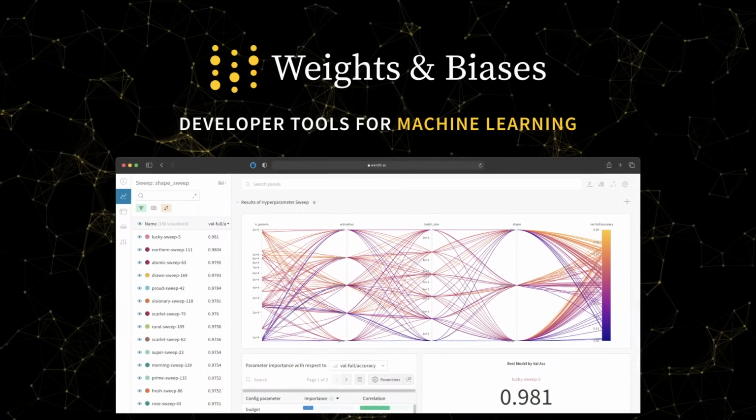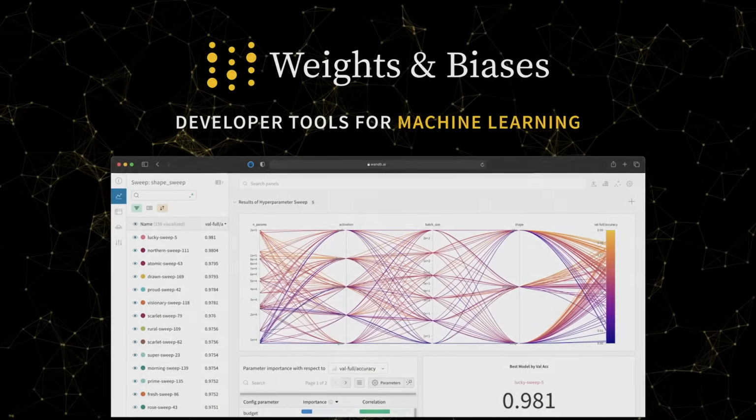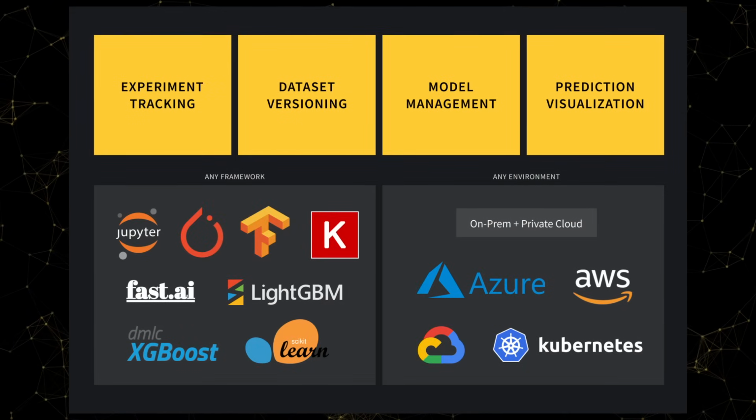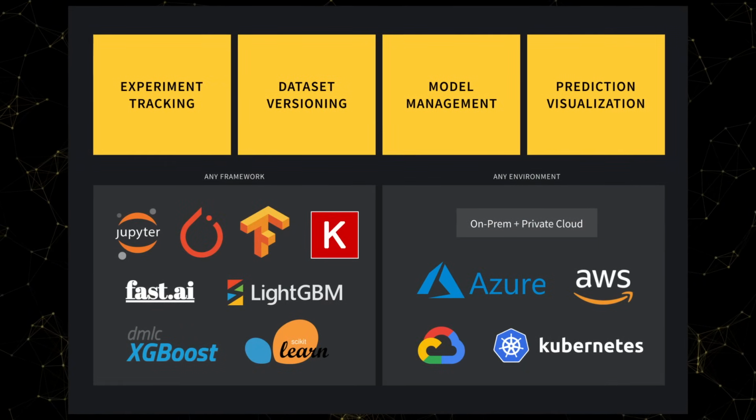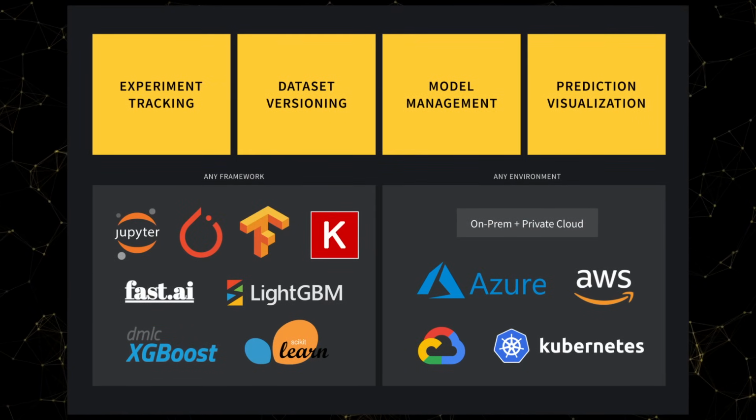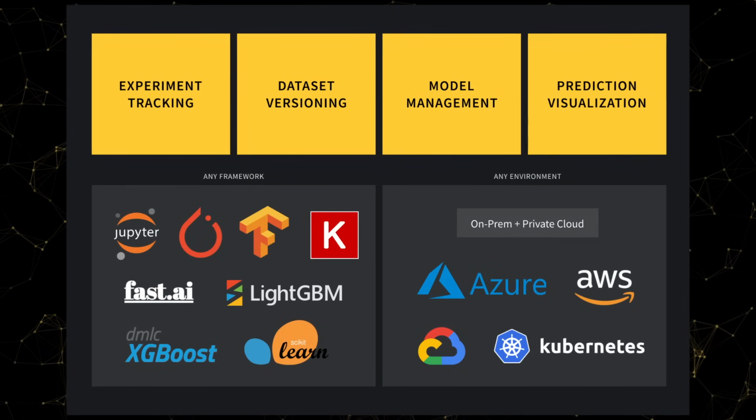Weights and Biases is the developer stack for machine learning practitioners. Use these lightweight, interoperable tools for the entire lifecycle of your machine learning projects. Experiment tracking, hyperparameter optimization, dataset and model versioning, even sharing results.